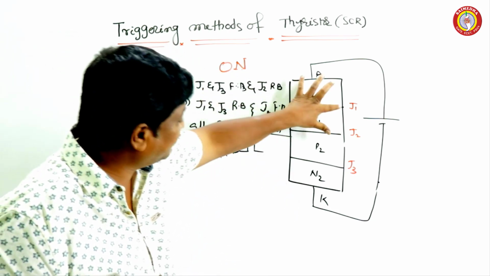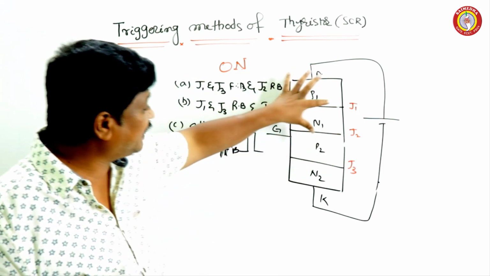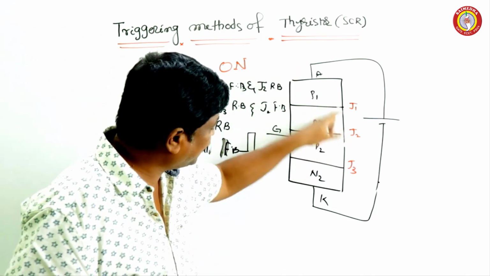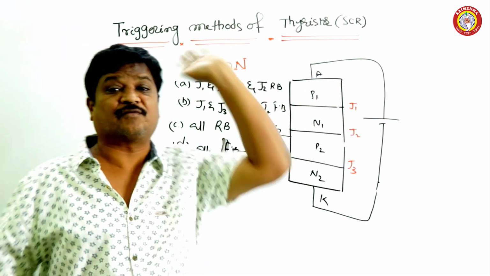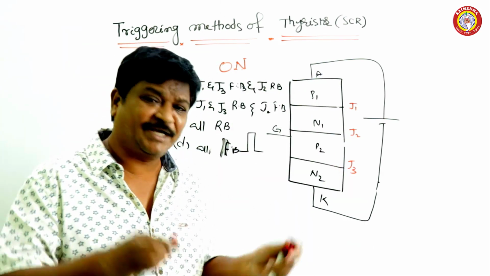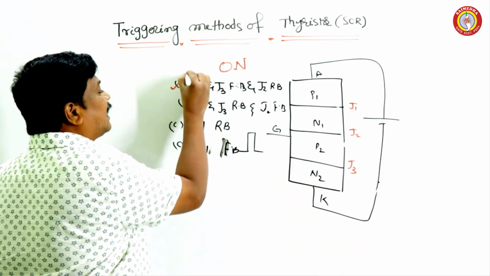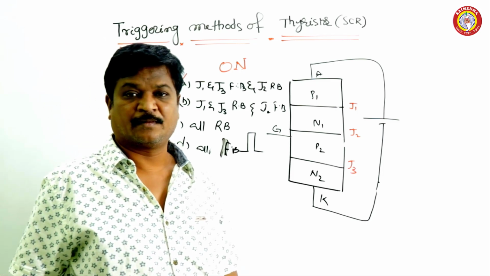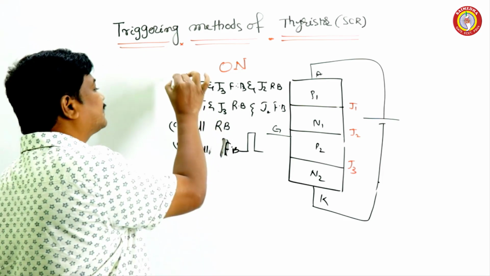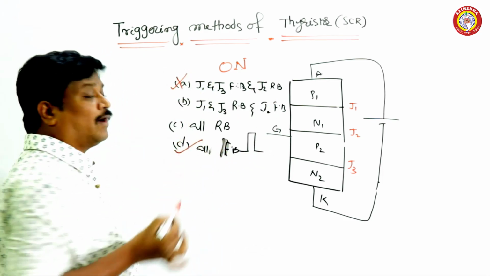So, J1, J3 are forward biased and J2 is reverse biased; J1, J3 are reverse biased and J2 is forward biased; all junctions are reverse biased; or J1, J2, J3 all junctions are forward biased. What is the correct answer? I think your mind has already told you the answer. Most of the students will answer option A, which is an absolutely wrong answer. The correct answer is that all are in forward bias.